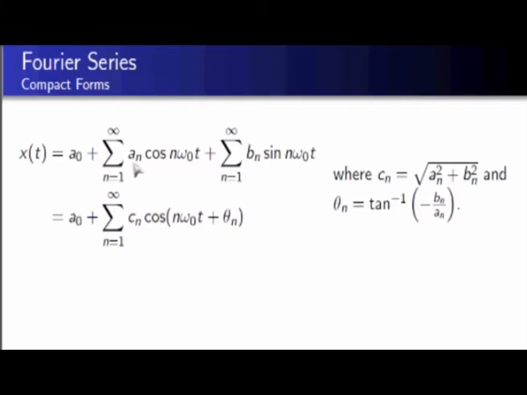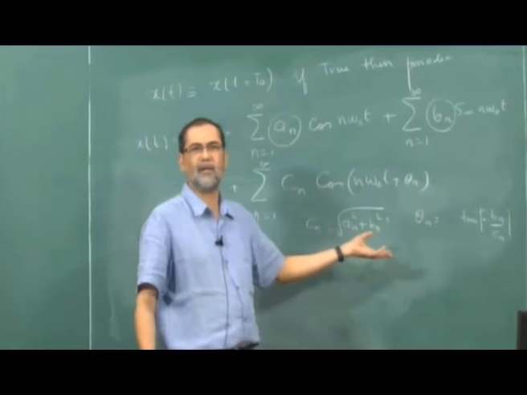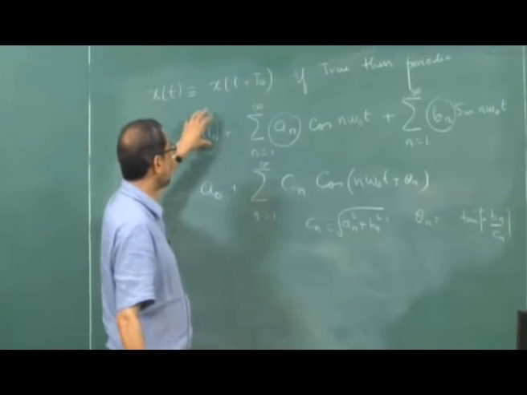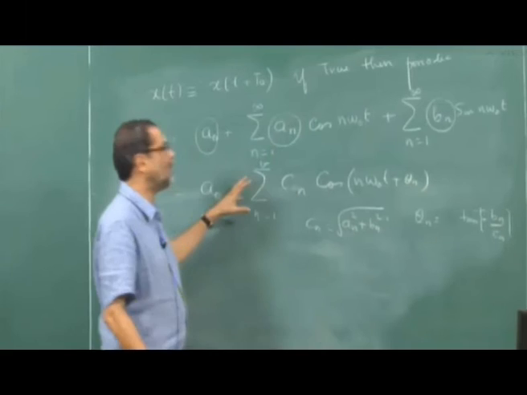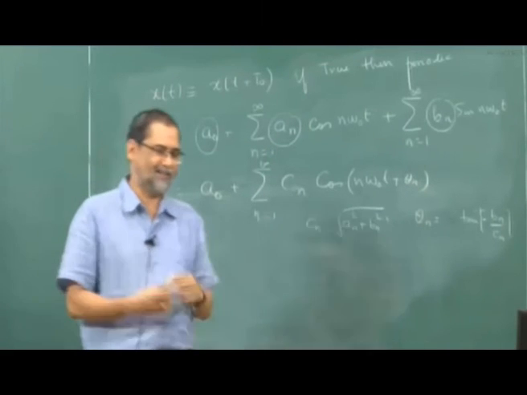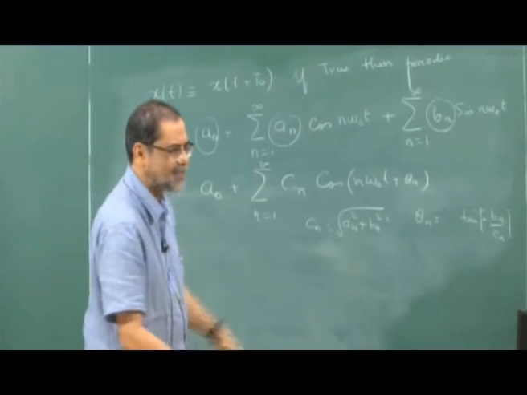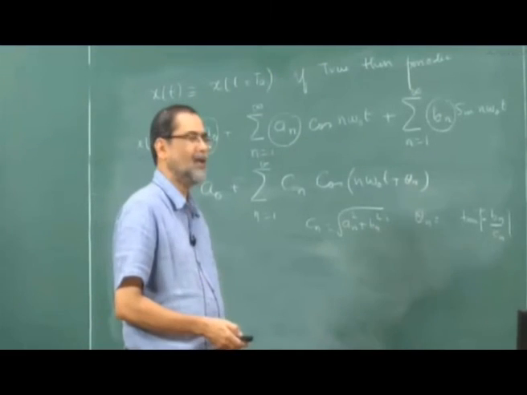I'm sure those of you who understand trigonometric identities, for them it is no sweat, it can be done easily. So instead of having two infinite sums, I have only one infinite sum, so it's more compact, right. So this is one compact form of the same result.